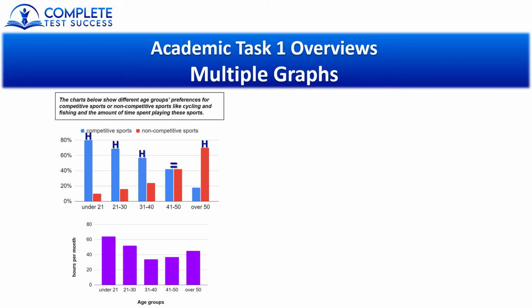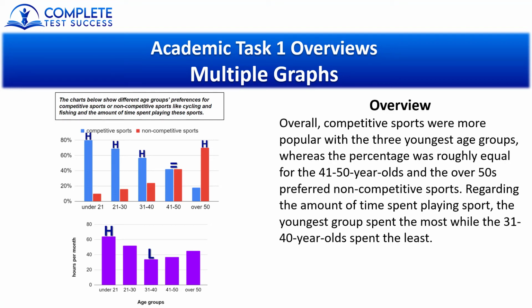I do the same thing for the bottom graph, and now we're ready for the overview. Overall, competitive sports were more popular with the 3 youngest age groups, whereas the percentage was roughly equal for the 41 to 50-year-olds, and the over 50s preferred non-competitive sports.